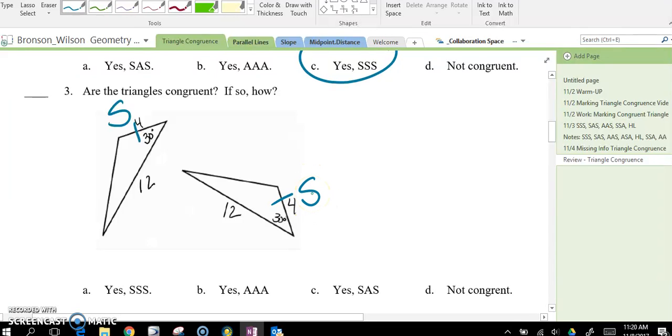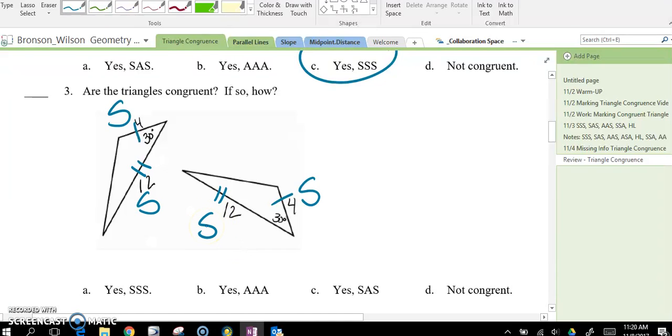Now, give me another congruent side or angle. 12. Good. How many tick marks am I going to put on that side? 2. Label it side. Can I do this? What did I do wrong? Oh, I labeled it an angle. That is not correct. I'm going to put 2 tick marks, and it's a side.